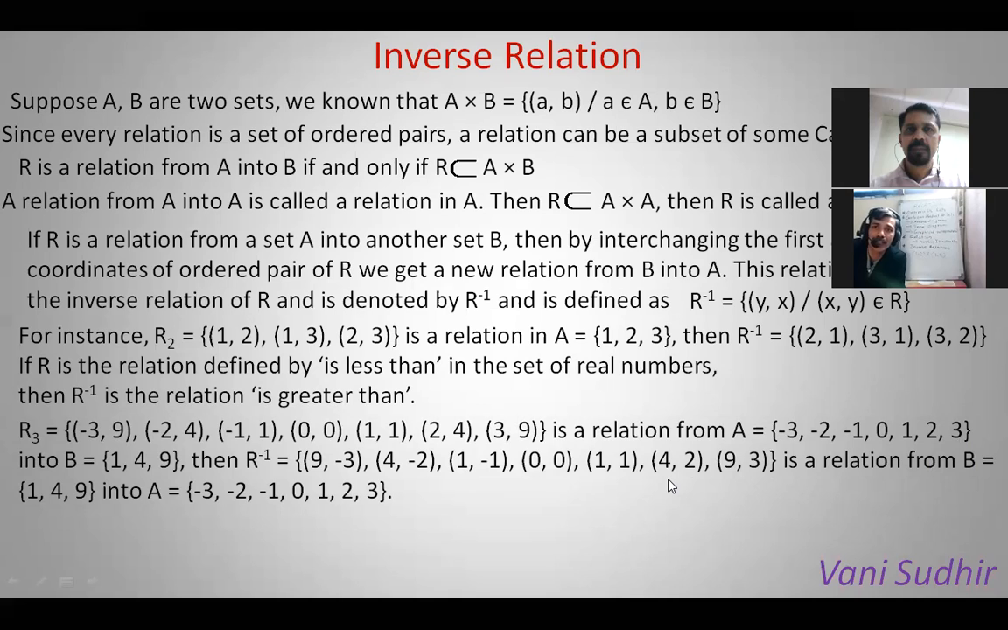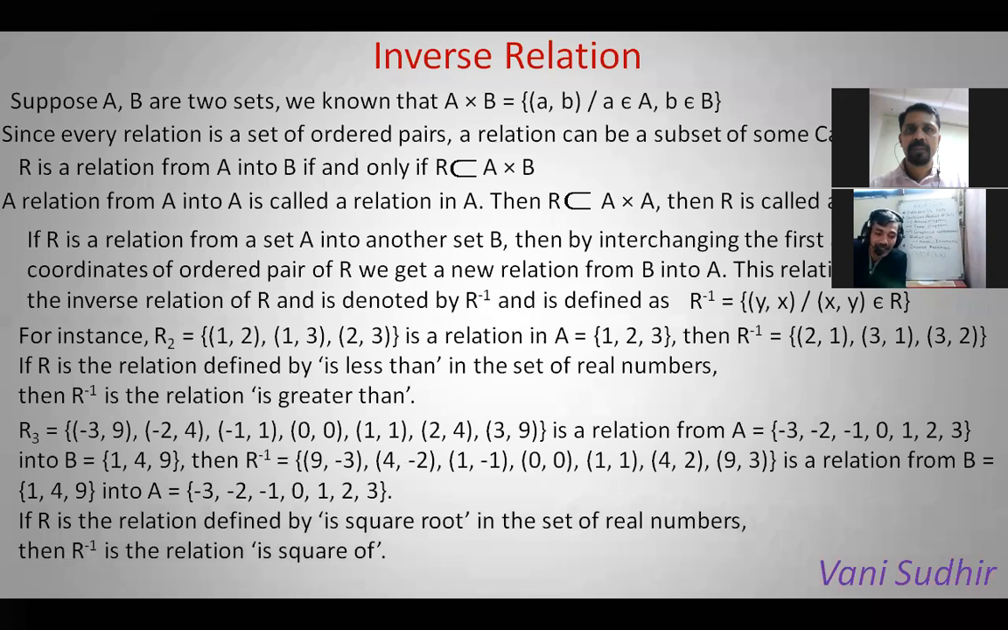Now what happened to the relation? If R3 is defined from A to B, R inverse will be defined from B to A. And how is the relation changed? Earlier it was the square root, now it became the square of. If you try to find the inverse, R inverse became x is the square of y. To understand relation and inverse of relation, we gave these illustrations.